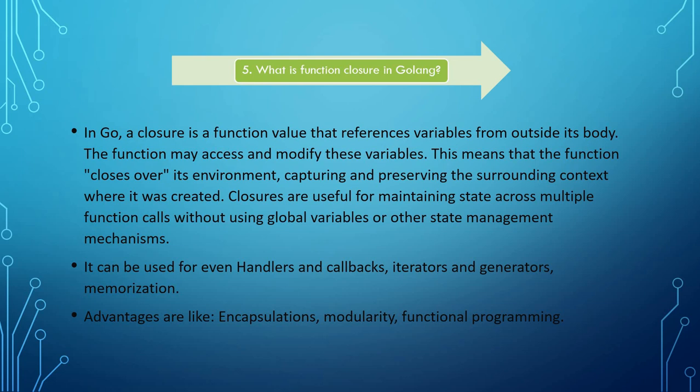In Go, a closure is a function value that references variables from outside its body. The function may access and modify this variable. So any variable being modified by a function, then that is called a closure. A closure is a function value that references variables from outside its body.